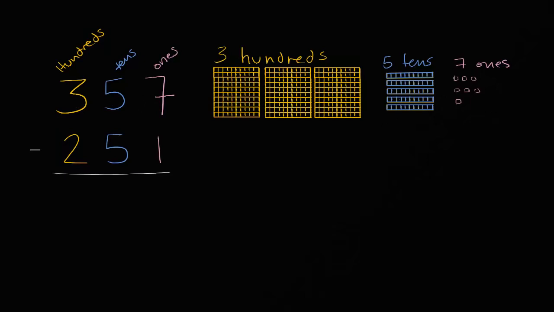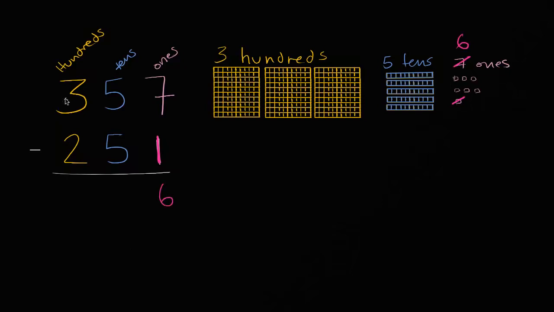7 ones, and we are going to take away 1 one right over here. Let me do this in a different color. So we're going to take away 1 one, and then we're going to be left with 6 ones.